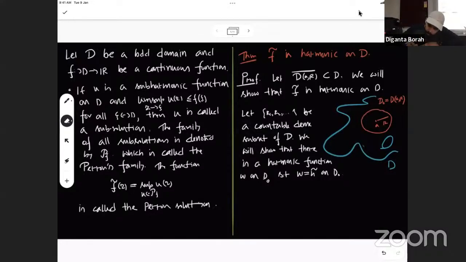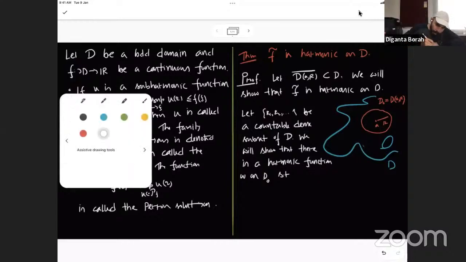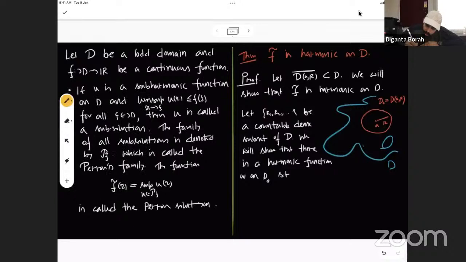So first, rather than showing that it is equal to H on all of the points, the first step is to show that W agrees with this H tilde along this sequence. This is what I will actually first assume. This harmonic function agrees with H tilde on this countable dense subset.